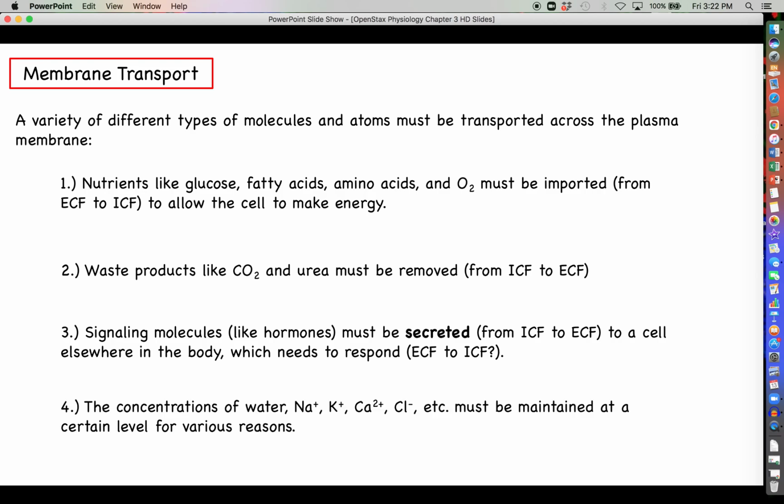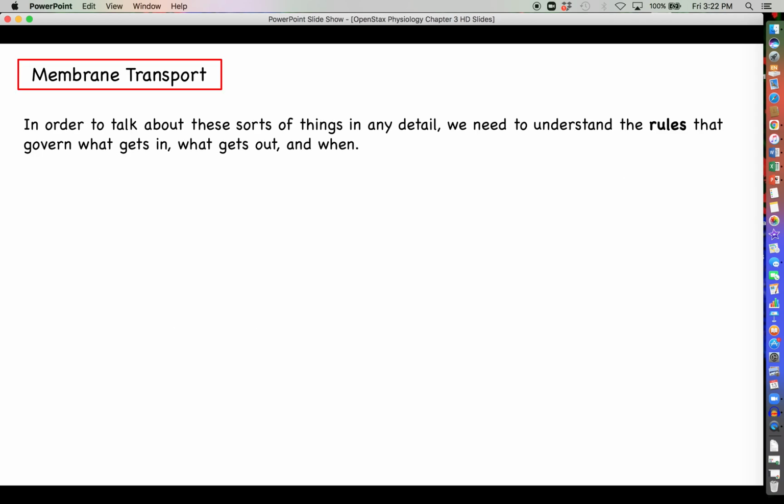And then the last thing is that, just as kind of a housekeeping order of business, the concentrations of everyday things like water and different ions like sodium, potassium, calcium, chloride, and bicarbonate, they need to be maintained at a certain normal range for various homeostatic reasons. So to maintain all of these things is going to involve different kinds of membrane transport processes happening at very specific times, which we are going to get into.